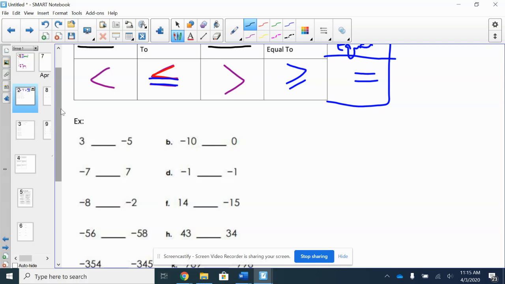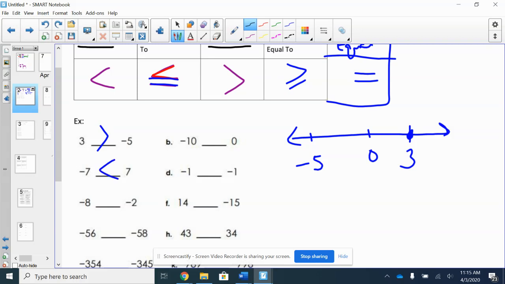But this first example here, 3 and -5, well, if I looked at those on a number line, 3 is over here, -5 is over here. So just by location, because the 3 is more to the right, it's bigger than -5, right? So 3 is greater than -5. So really with these examples we're going to work through, you can think money and ask yourself, which would you rather have, right? Would you rather owe someone $7 or have $7? You'd rather have $7, so it's the bigger number.